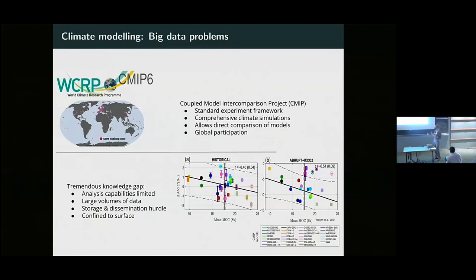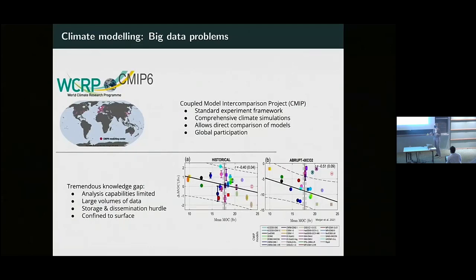But because it's also so comprehensive, it leaves us with a tremendous knowledge gap, in the sense that if I, as a physical oceanographer, actually want to work with this, I probably don't have all the data I need to, for example, look at in detail what the Atlantic overturning is doing or what's happening in the Southern Ocean. So in that sense, a lot of the time I'm confined even to the surface.